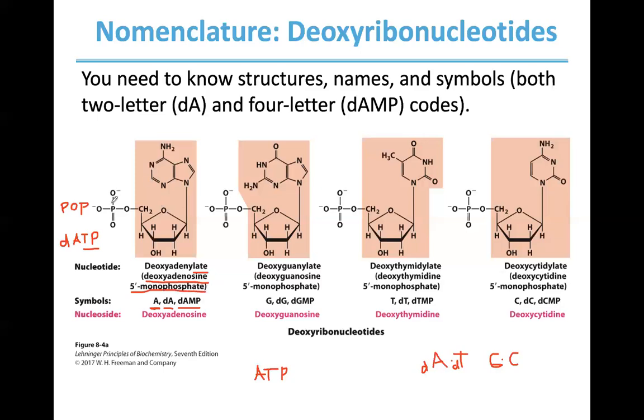If it's just a nucleotide by itself, then the first version will be used, so deoxyadenylate. So it depends on the context. Okay. All right, so then guanylate. So now we're dealing with deoxyguanylate. Now also you can name the nucleoside, deoxyguanosine, and then 5' monophosphate. G, dG, dGMP.